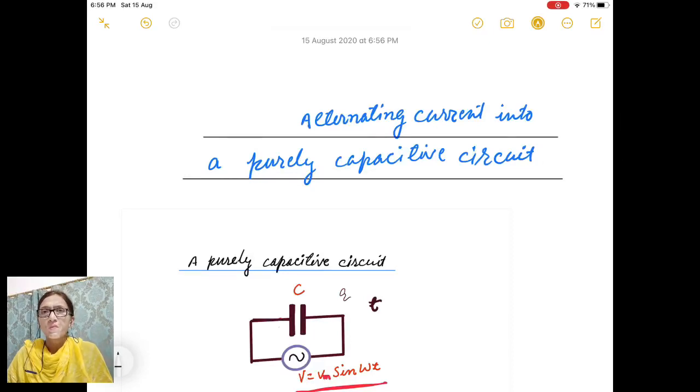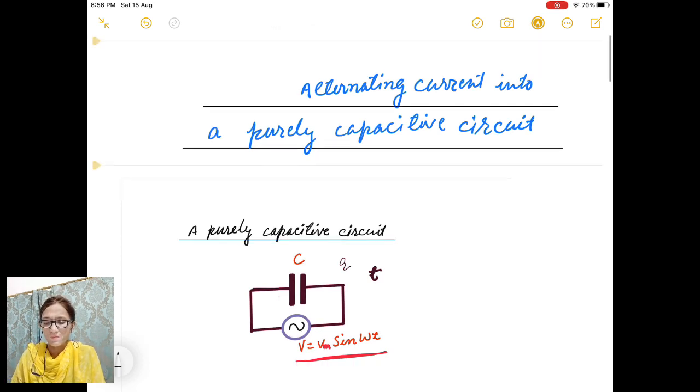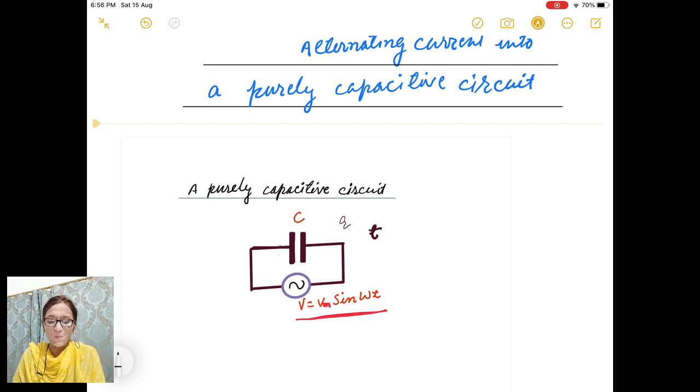Hi, today we will be learning about a purely capacitive circuit and the current developed in the circuit. Here you have a purely capacitive circuit. It consists of a capacitor connected across an alternating source of voltage. A capacitor is a device that stores electrostatic energy.